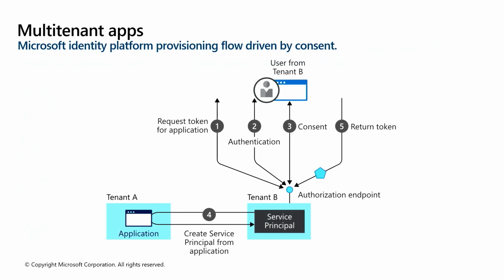For multi-tenant applications, tenant A owns the application. Tenant B is initiating the application via service principal. A user from tenant B attempts to sign in to the application. The authorization endpoint requests a token for the application. The user credentials are required and verified for authentication. Then, the user is prompted to provide consent for the app to gain access to tenant B resources. The Microsoft Identity Platform uses the application object in tenant A as a blueprint for creating the service principal in tenant B. Then, the user receives the requested token.